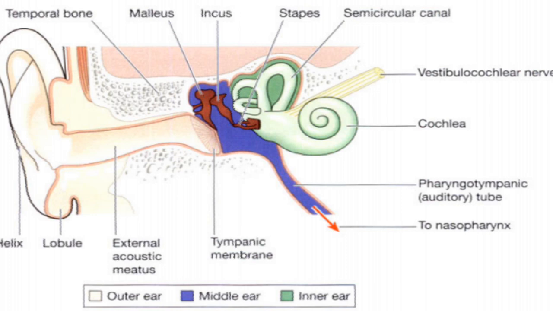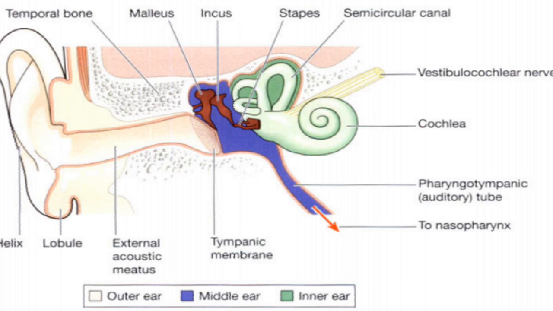So upon this vibration being amplified, the sound wave will be transmitted through an oval window into the cochlea. The cochlea is an organ that consists of fluids and hair-like projections. Those hair-like projections are connected to some nerves around there, which connect to the vestibulocochlear nerve.